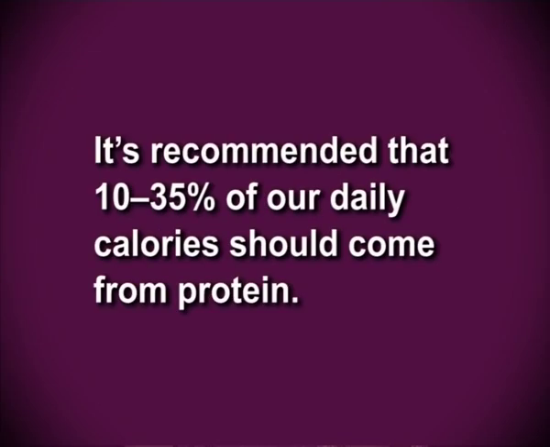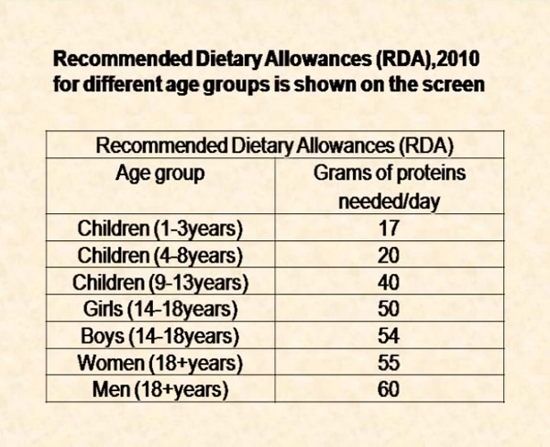It is recommended that 10 to 35% of our daily calories should come from proteins. Recommended dietary allowance, that is RDA 2010 for the different age group, is as shown on the screen. Recommended dietary allowances, that is RDA for different age group, which includes children 1 to 3 years, the grams of protein needed is 17 grams per day. Children 4 to 8 years requires 20 grams of proteins per day.